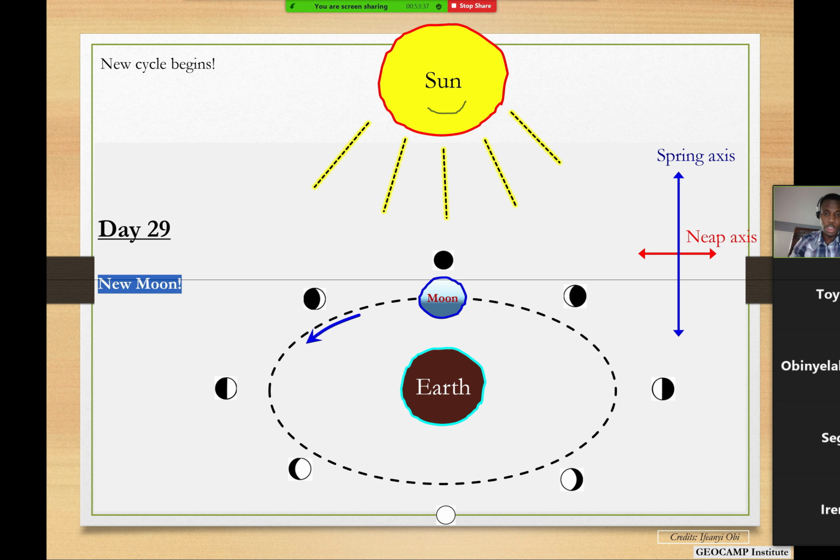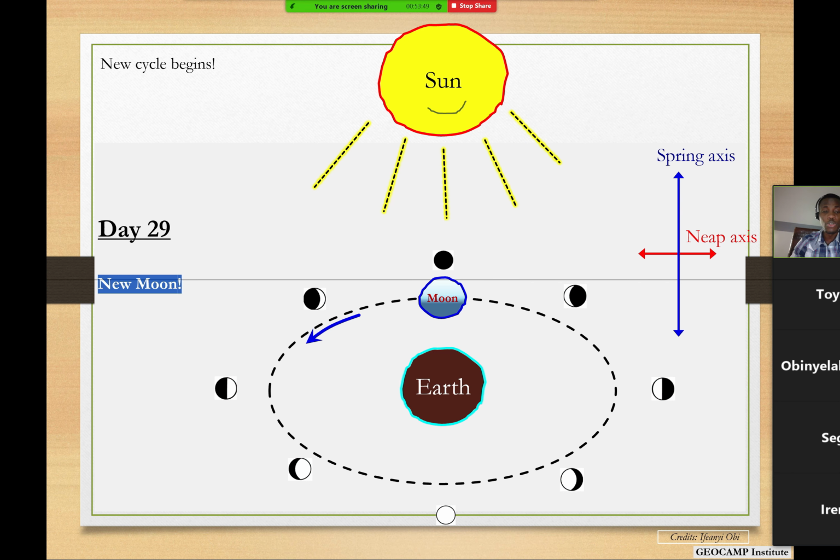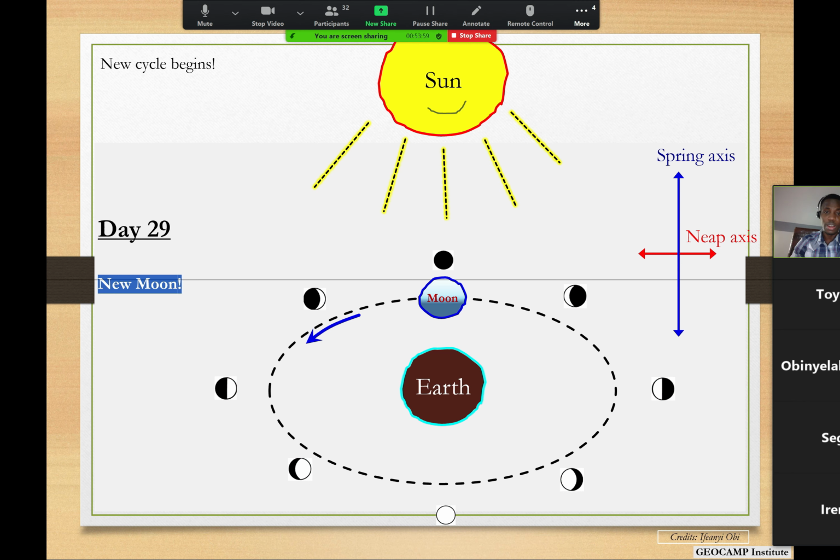And again, it also attains a 90-degree orientation between itself, that's the moon, the sun, and the earth twice in a month, and those periods are called the neap periods or neap tides. And during those periods, we have the lowest tidal range during the neap period.